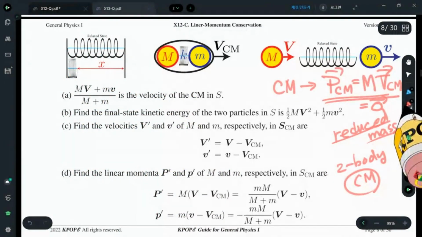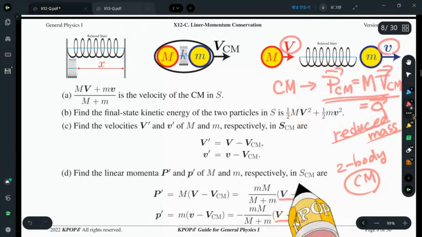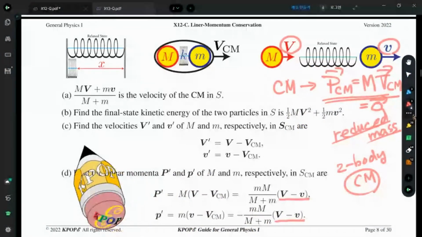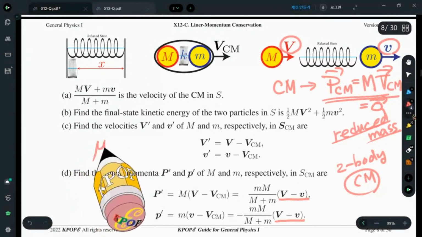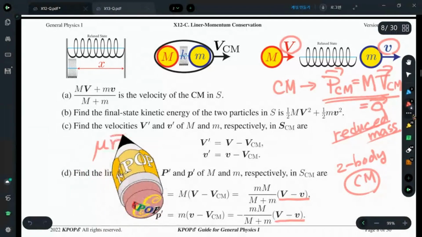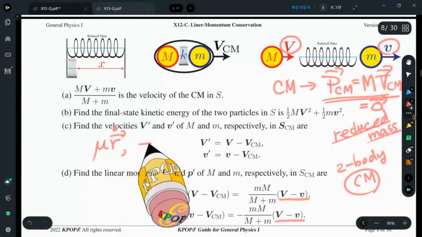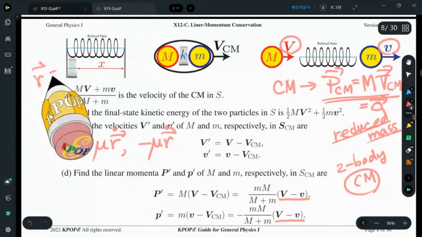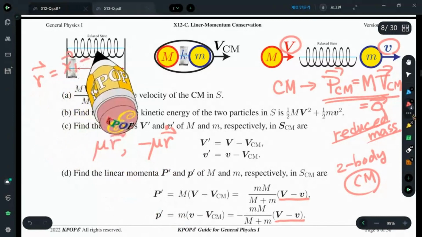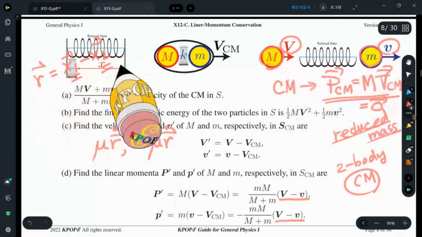All right. And you will find this is the relative velocity, subtraction of the two velocities. Why? In the center of mass frame, the two-body momentum has this kind of form. One is a mu r dot, and the other is a minus a mu r dot. And what is r? R is the relative coordinate, just the difference between the two positions.